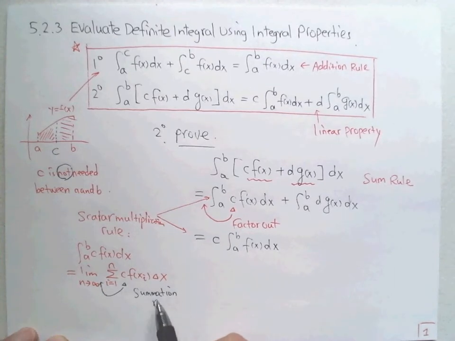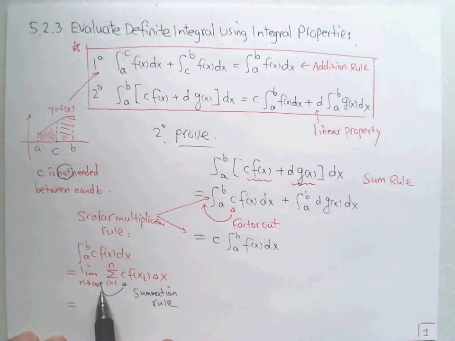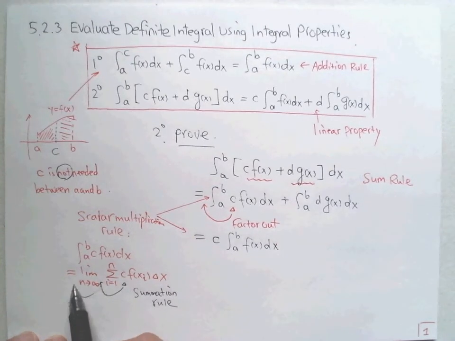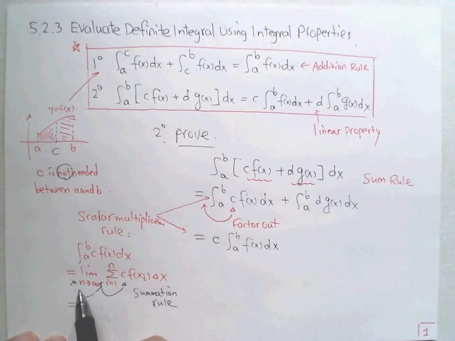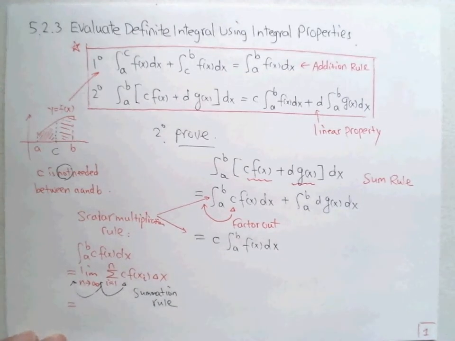Summation rule we used before, and then c. So c can be put here, and we can also put it out. We can put it out directly, and then again put it out of the limit. That's the scalar multiplication limit rule. Right? So finally, what do we have?